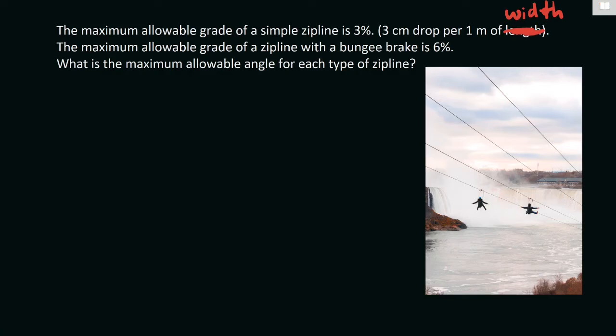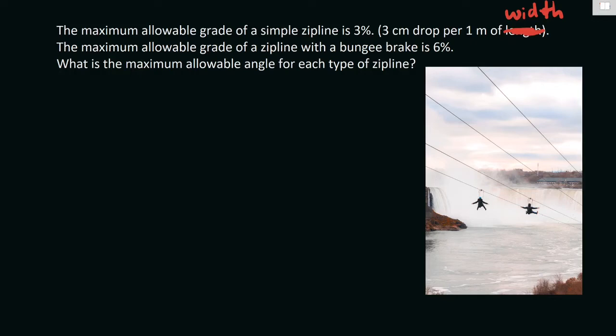So the maximum allowable grade of a zipline with a bungee brake is 6%. So that's for safety and speed, right? So the bungee brake absorbs a lot of your energy at the end, so you don't crash into a post and die or break your legs or whatever. So what is the maximum allowable angle for each type of zipline?